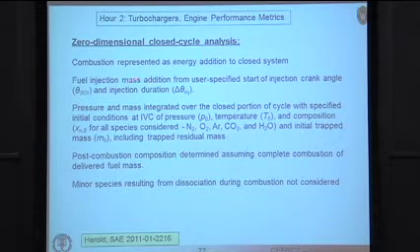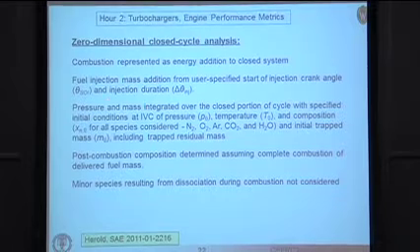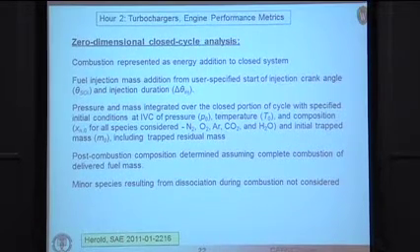So typically, these combustion processes are represented by saying that you have a certain amount of mass addition due to fuel injection, let's say in a diesel engine, with a user-specified start of injection crank angle and an injection duration. So why is that important?